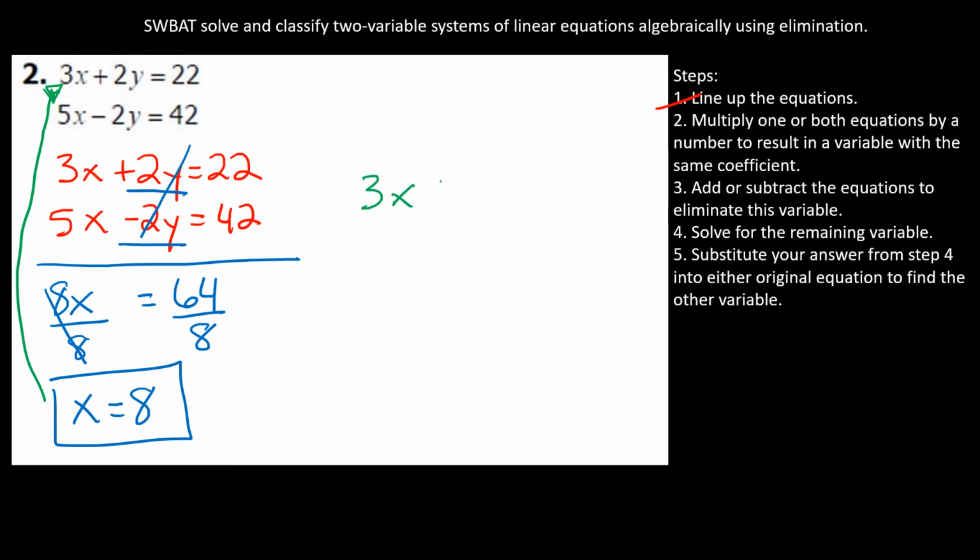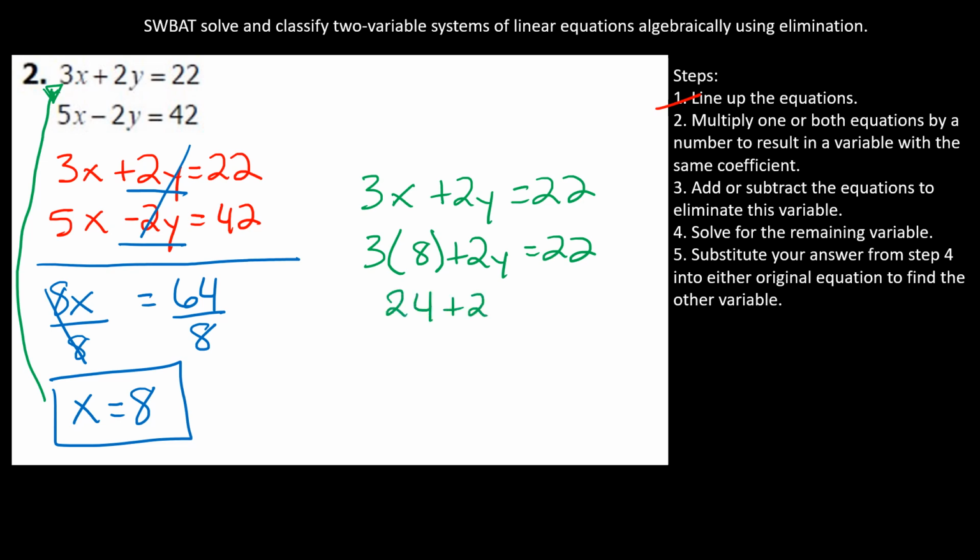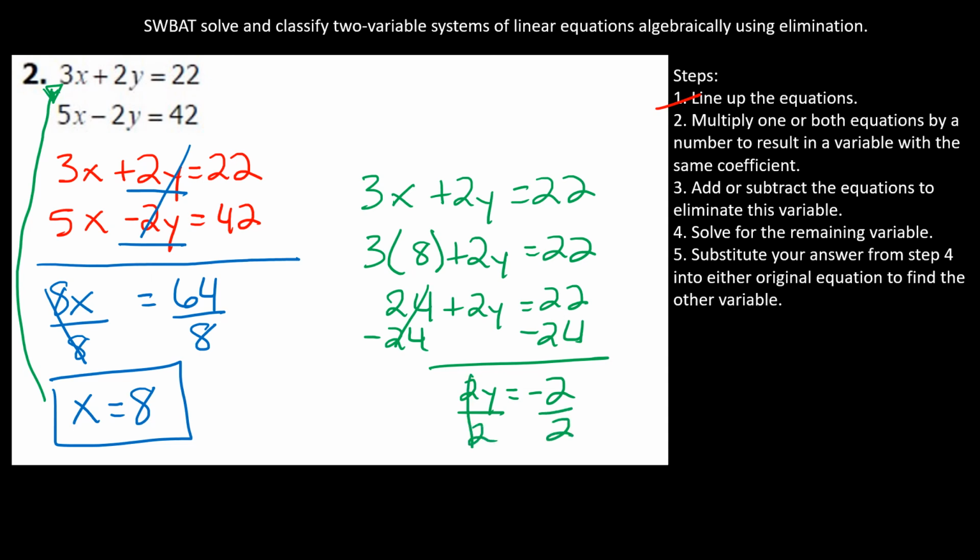So we'll say 3x plus 2y equals 22. We're going to substitute in for x, so we'll say 3 times 8 plus 2y equals 22. 3 times 8 is 24, plus 2y equals 22. Subtract 24 from both sides. We're going to get 2y equals 22 minus 24 is negative 2. Divide both sides by 2. So we end up getting that y equals negative 2 divided by 2 is negative 1.